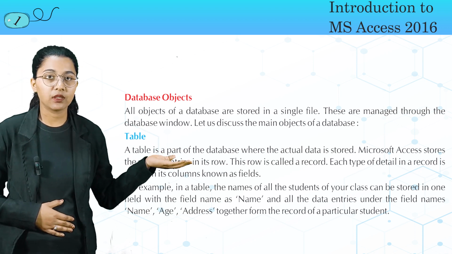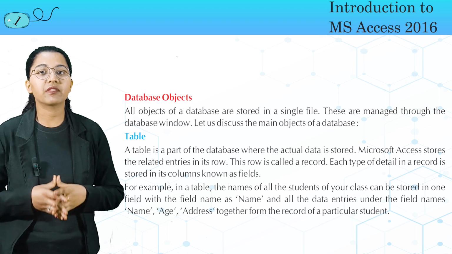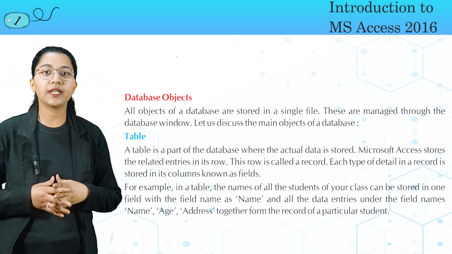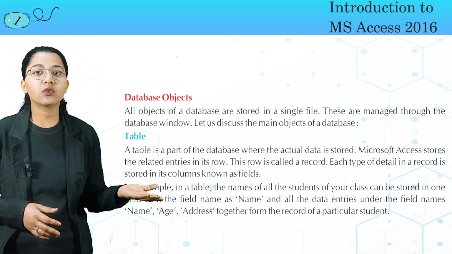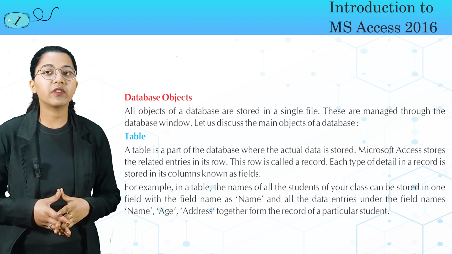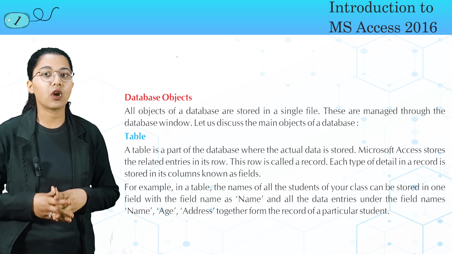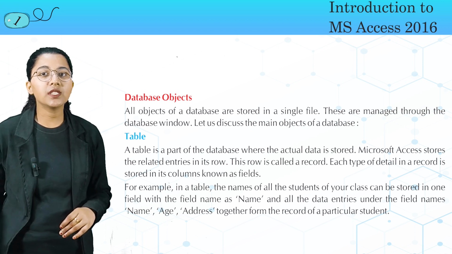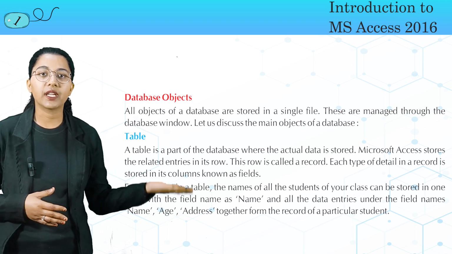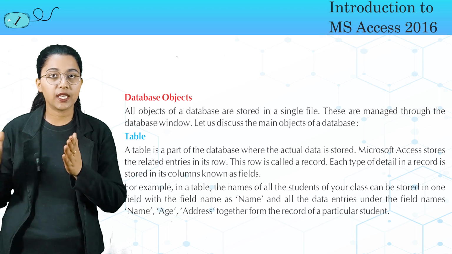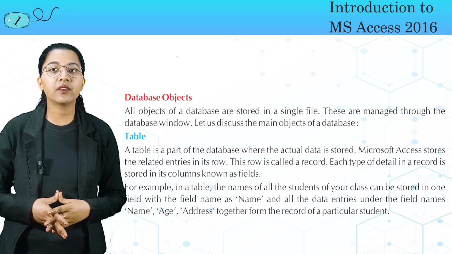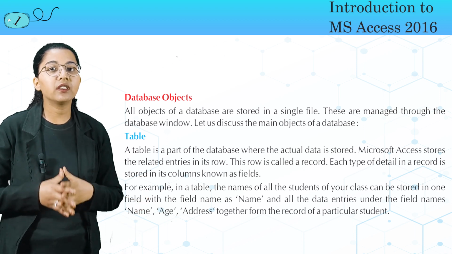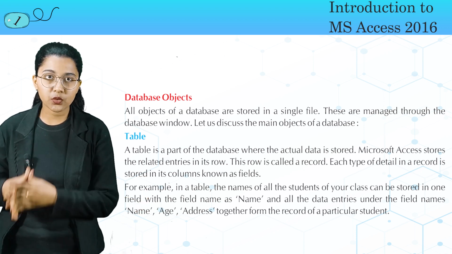First is table. A table is a part of the database where the actual data is stored. Microsoft Access stores the related entries in its row. This row is called a record. Each type of detail in a record is stored in its column known as fields. For example, in a table, the name of all the students of your class can be stored in one field with the field name as name, and all the data entries under the field name, age, address together form the record of a particular student.